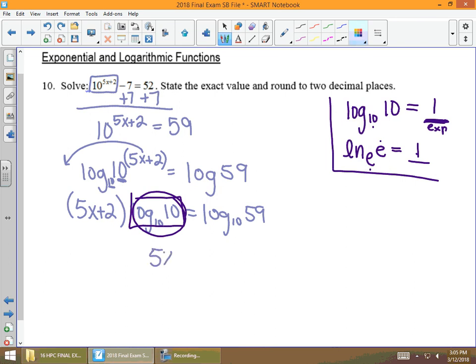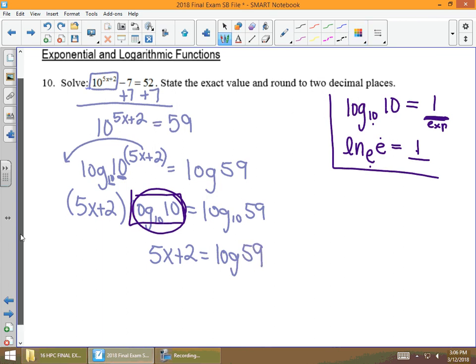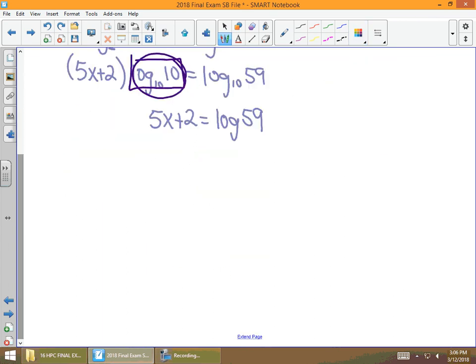5x plus 2 equals log of 59. And it is base 10, but we understand that. That's our normal base of log. I'm going to subtract 2. And remember, log of 59 is its own decimal, its own number. So you're not doing log of 57. It's log of 59 minus 2.